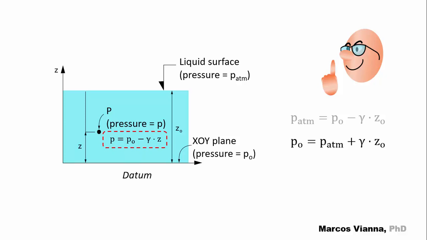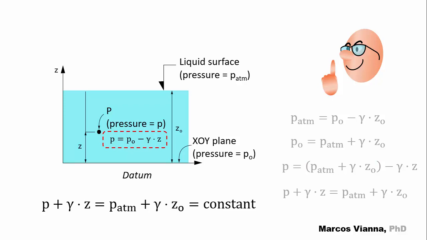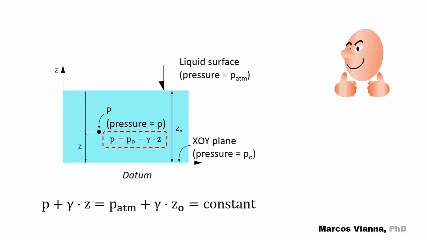From any point P at elevation z, the pressure P will be P equals P naught minus gamma z. So, P equals P atmosphere plus gamma z naught minus gamma z, which becomes P plus gamma z equals P atmosphere plus gamma z naught. And since P atmosphere and gamma z naught are constants, P plus gamma z equals P atmosphere plus gamma z naught equals constant. This is a very important expression.